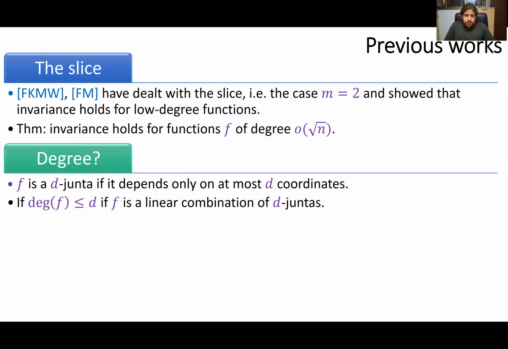So what is the degree? Well, first I need to tell you what a junta is, and then the notion of degree follows shortly. We say a function is a d-junta if, in order to determine the value of f(x), I only need to look at at most d coordinates in x. And then I say that a function is of degree at most d if I can express it as a linear combination of d-juntas.